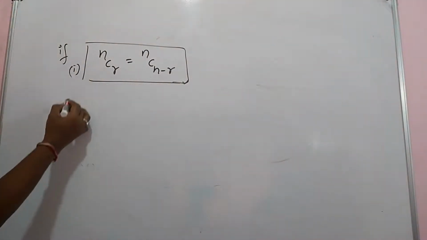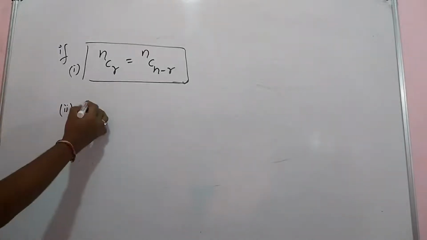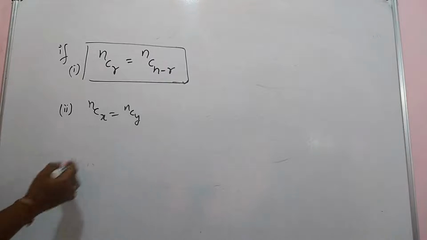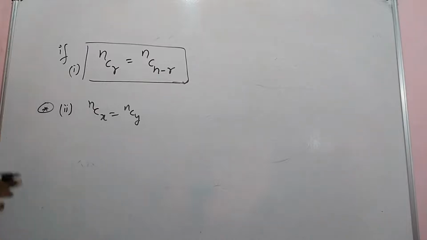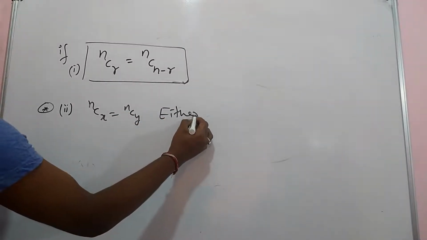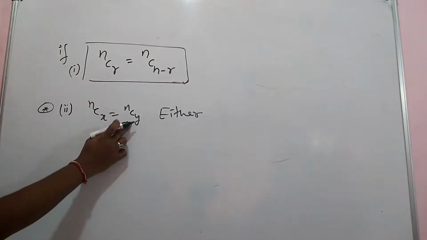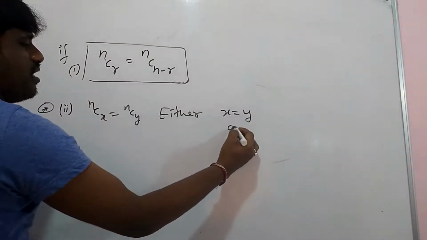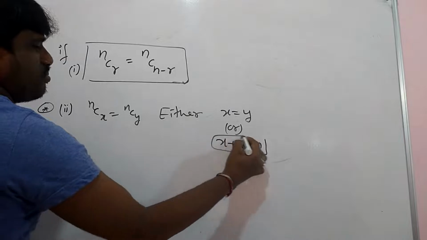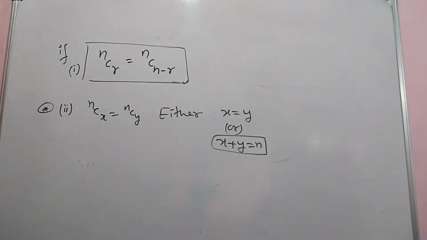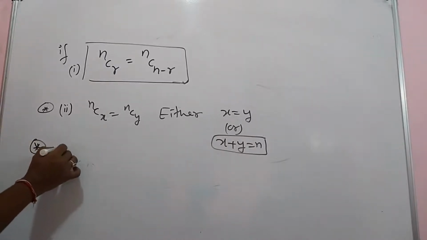Another second formula: whenever nCx is equal to nCy, this concept I already taught in combinations, and the same concept applies in the binomial theorem. It says that either x is equal to y, or x plus y is equal to n. We did these types of problems in combinations, but I need to give them here also. That's the reason I am giving the formulas again.